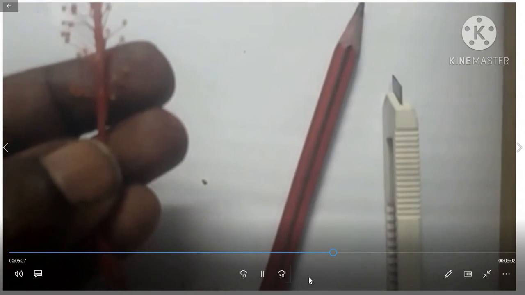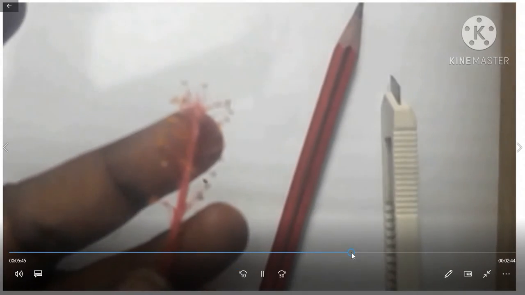Now the male part of the flower consists of anther and the filament. Now you have the anther and the filament. Now I'll just show you with the lens. I think you can see it. You have the filament and at the tip you have the anther. Anthers are the sacs which contain the pollen grains. Okay, this is the male part of the flower and the name of the male part of the flower is androecium.